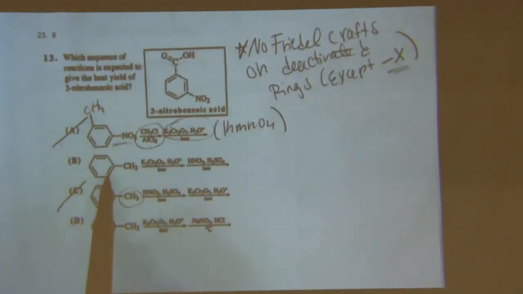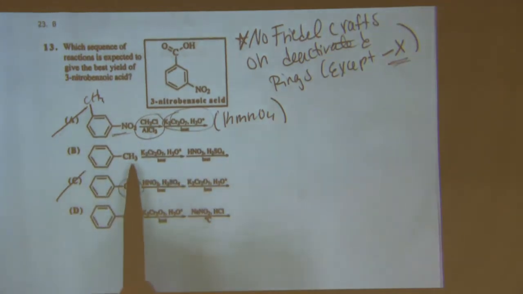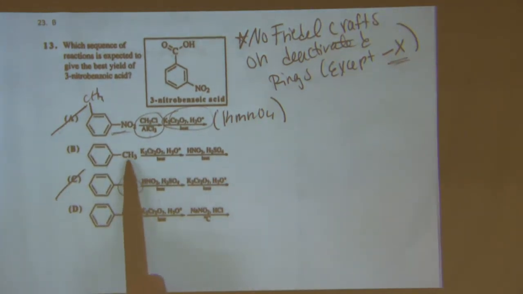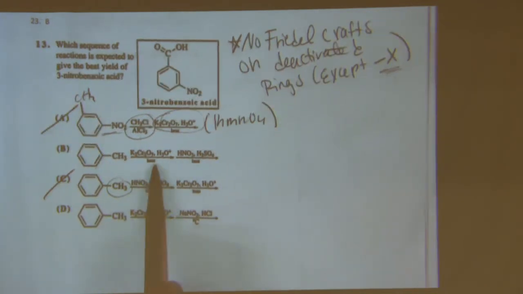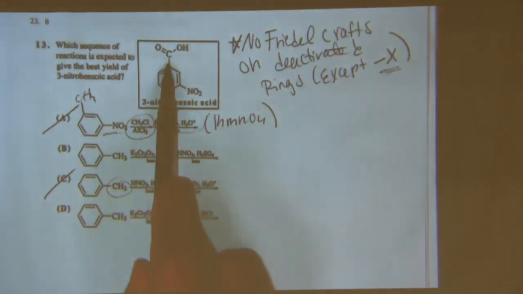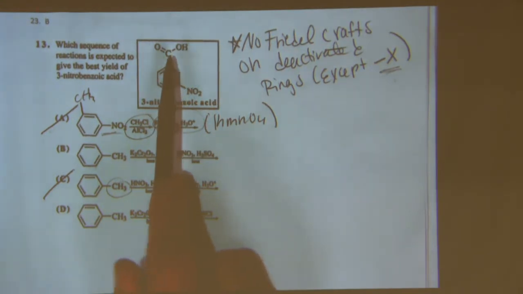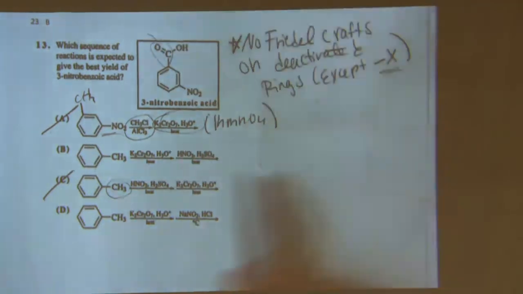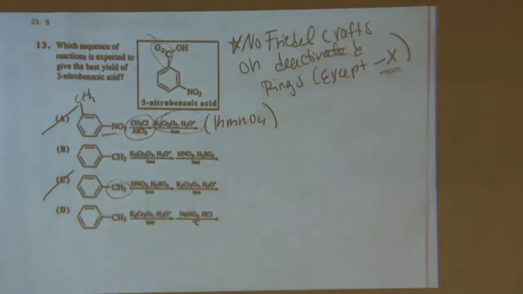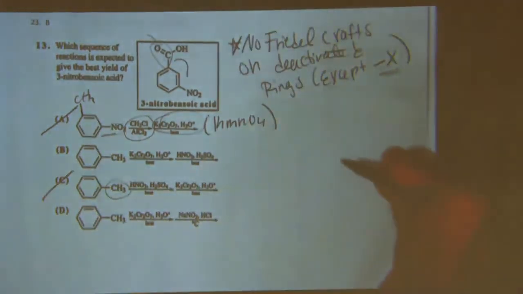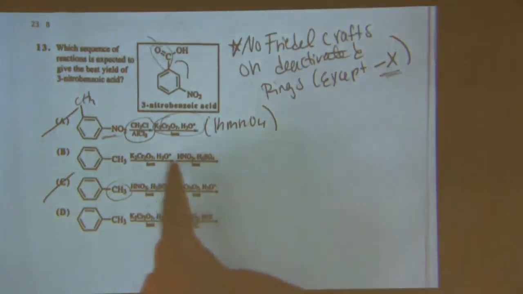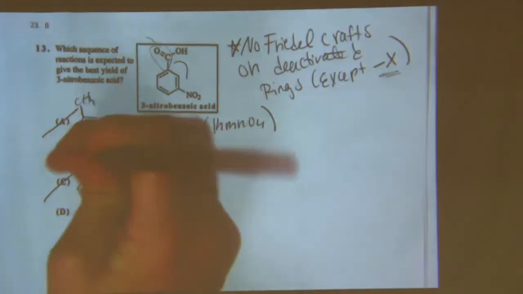And then B, we're going to turn our methyl into a carboxylic acid with this first reagent. And then once it's a carboxylic acid, is this an activator or a deactivator? Deactivator, because it has the double bond right here, right? That's a deactivator. So is that meta or ortho/para directed? Meta, which is what we want, right? So then when you add your nitro group, it's going to go to the meta position.